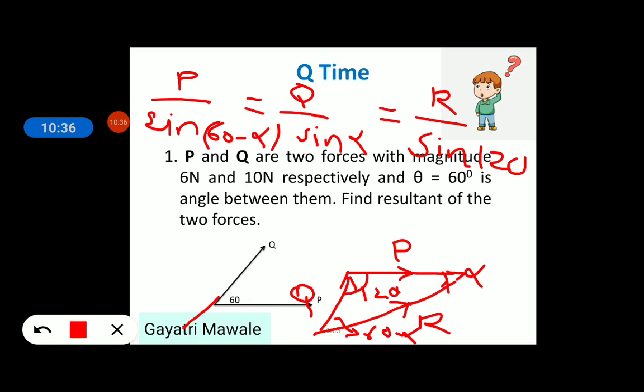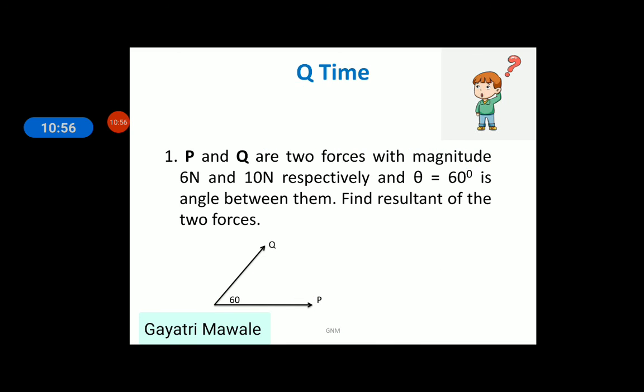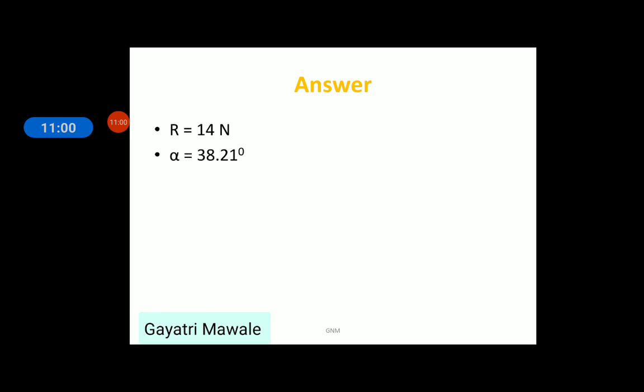Here you have got two equations, and using these two equations you can find out two unknowns. We know that P force is 6 Newton and Q force is 10 Newton. Put these values, solve the two equations on calculator, and then you will get answers like alpha equals to 38.21 degree and resultant comes out 14 Newton.